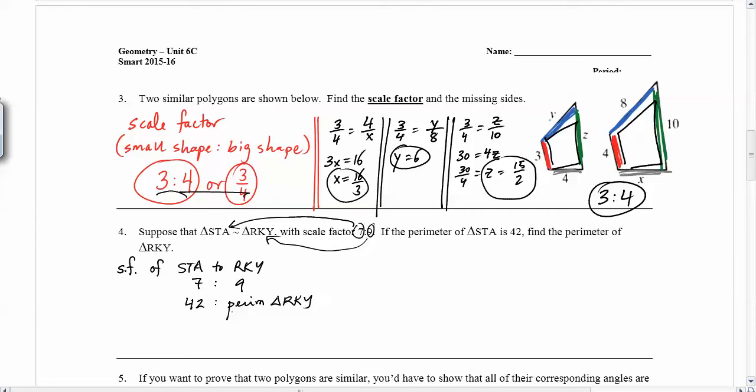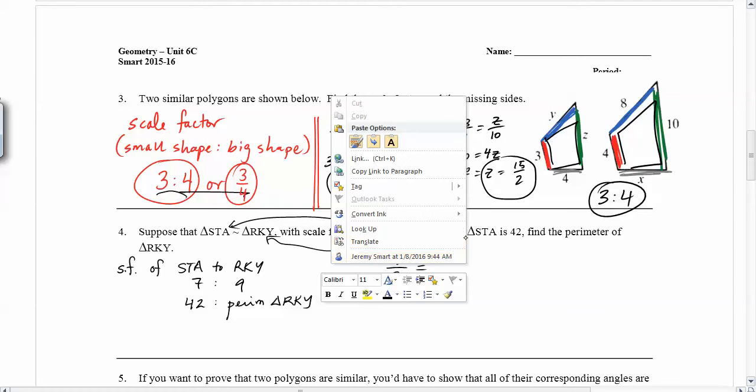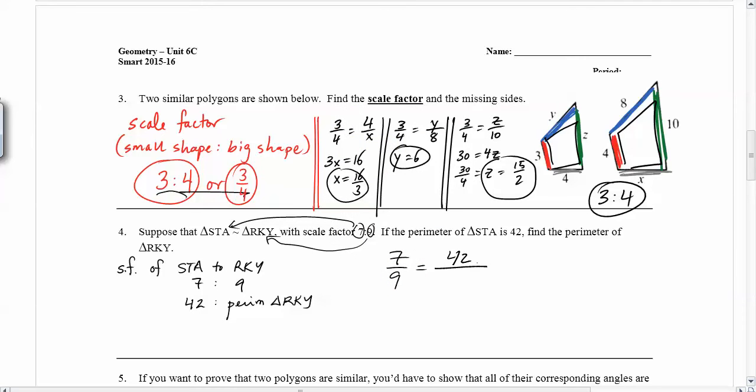And we know that the perimeters will have the same ratio. So I'm going to set it up like this. 7 goes with 9 the same way that 42 goes with the perimeter of triangle RKY. So you can cross multiply and do all that if you want, or you can see, well, 7 to get to 42 I multiply by 6, so to get from 9 to that I have to multiply by 6, so 9 times 6 is going to be 54. So that's the perimeter of RKY.